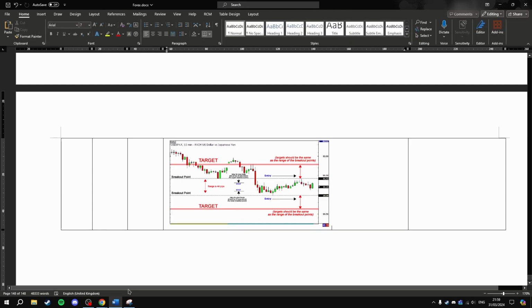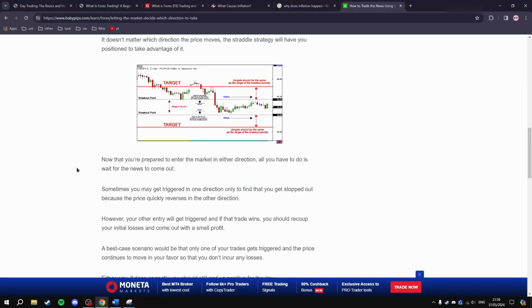So this is when you place that trade where you can place two trades at the same time, and if one trade gets triggered then the other one doesn't go ahead with it. So it only goes out with one of the trades.